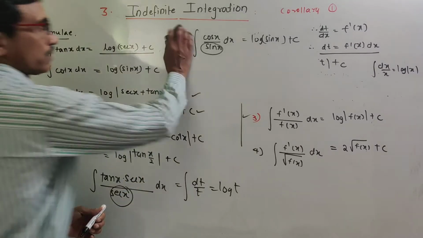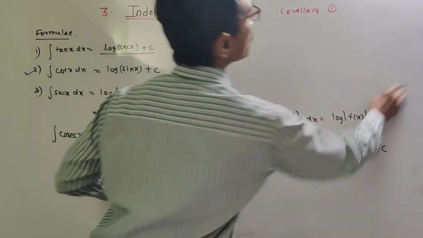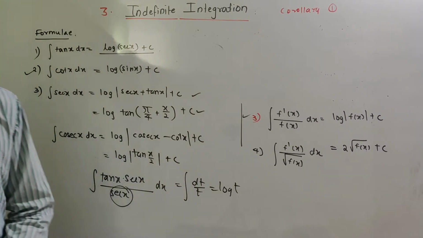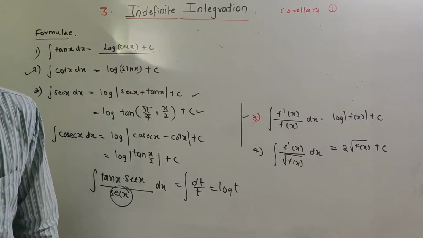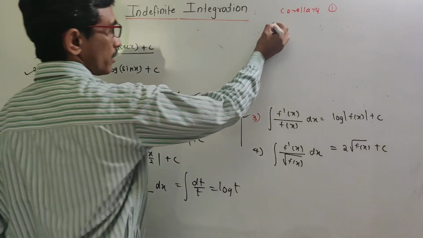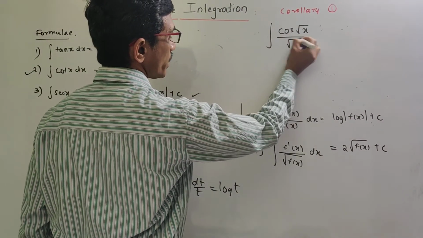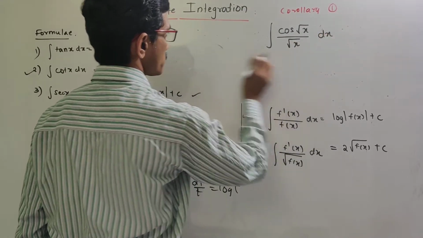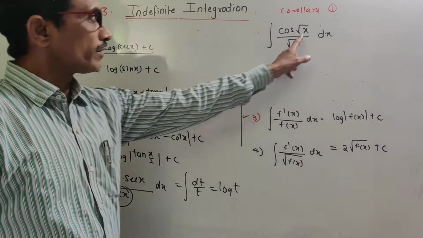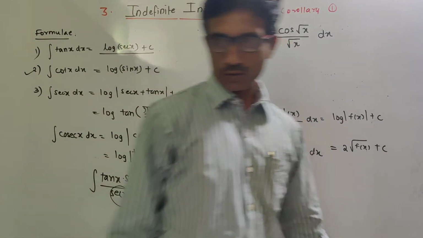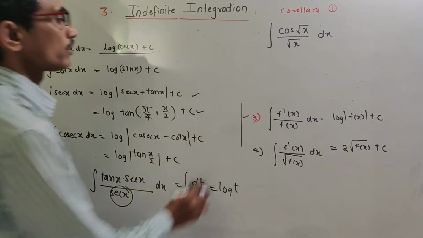Let us see a question on integration by method of substitution. The question is integral of cos of root x upon root x dx. We know the derivative of root x is equal to 1 upon 2 root x.